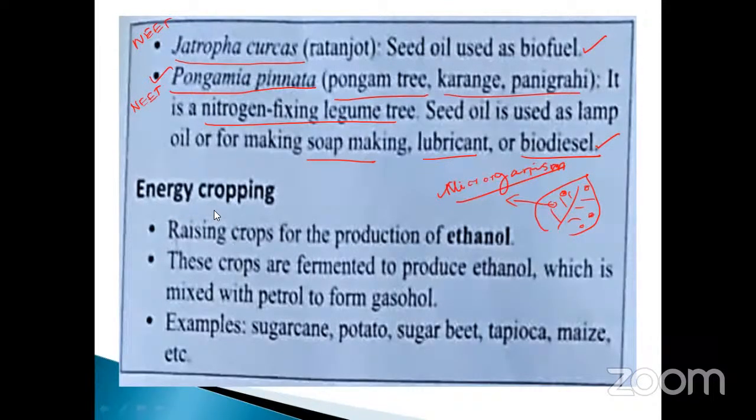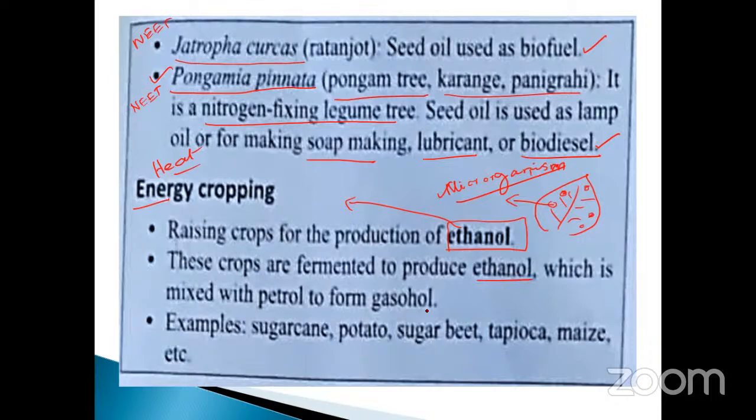Next one is energy cropping. What is the meaning of energy cropping? It produces energy. The energy here means heat. How will it be produced? Crops are raised for the production of ethanol. Ethanol is also used as a biofuel. These crops are fermented to produce ethanol.